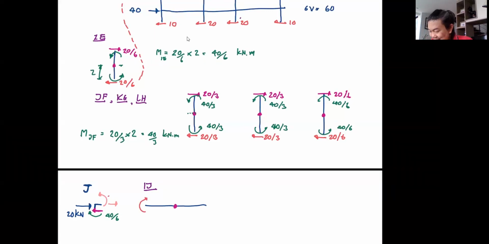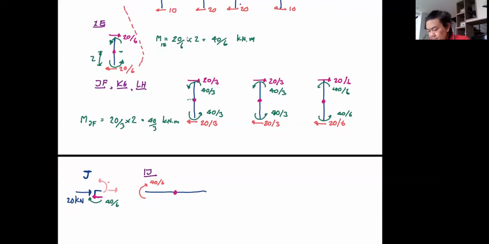Okay. And it is 20. Let's use the same number so that there is no confusion. 40/6 kilonewton meter. Now, from this, you can calculate by taking the moment at the hinge. This moment is sort of rotating up, so you need the downward shear here.